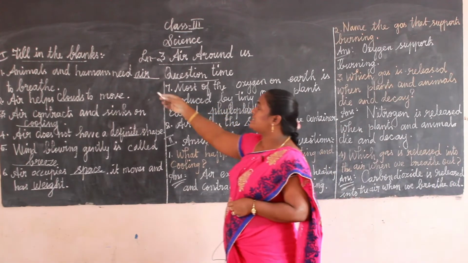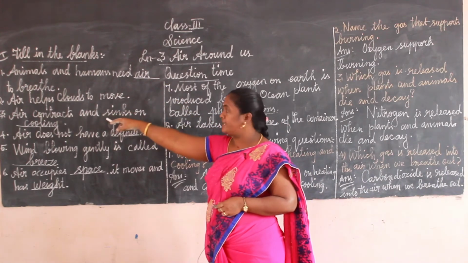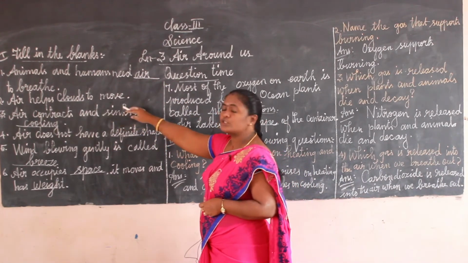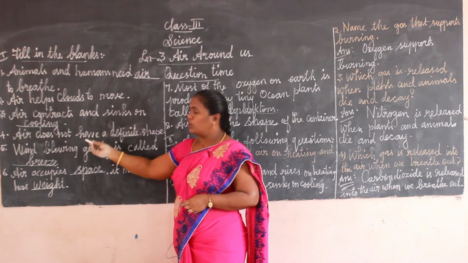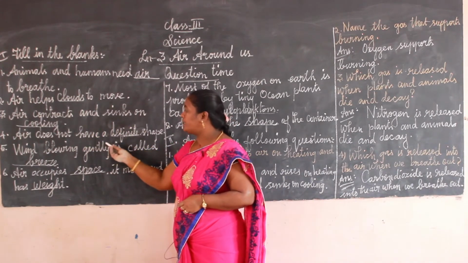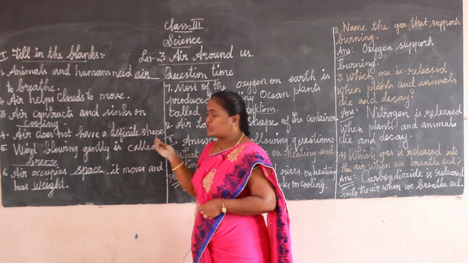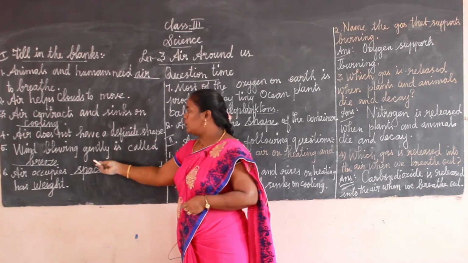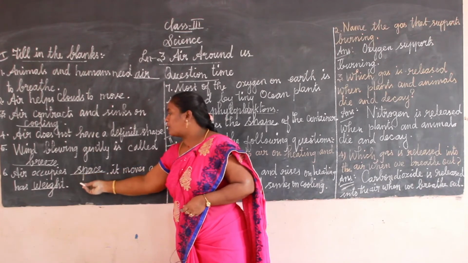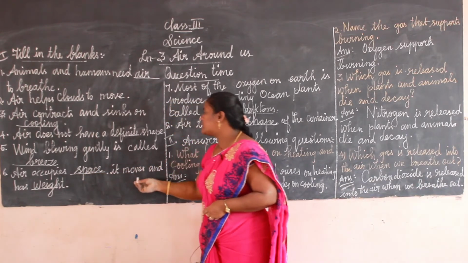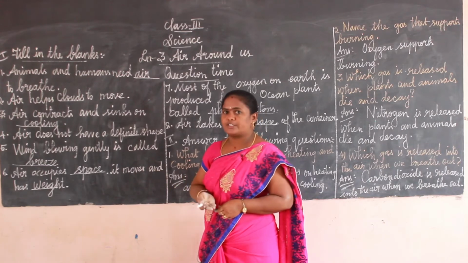Animals and humans need air to breathe. Air helps clouds to move. Air contracts and sinks on cooling. Air does not have a definite shape. Wind blowing gently is called breeze. Air occupies space, it moves and has weight.